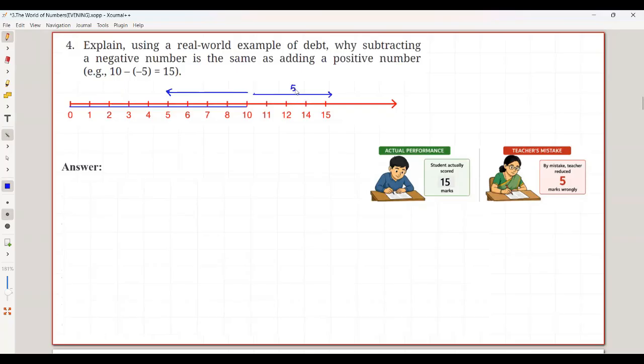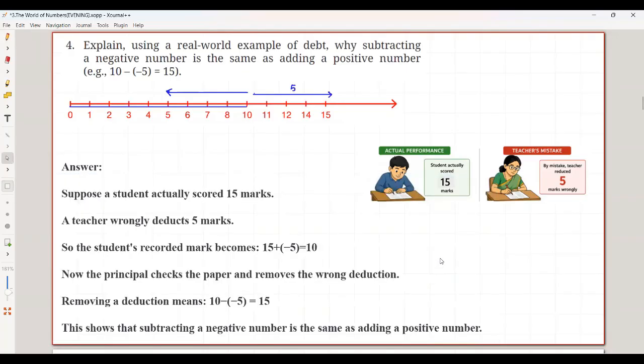Now, real life examples. Suppose a student actually scores 15 marks. The original mark is 15. The teacher wrongly deducts 5 marks. The student's real marks are 15, but mistakenly the teacher reduced 5 marks. The paper is given only 10 marks.